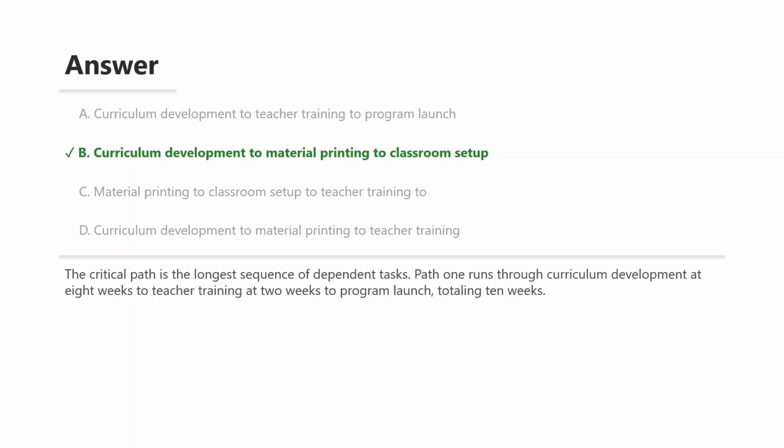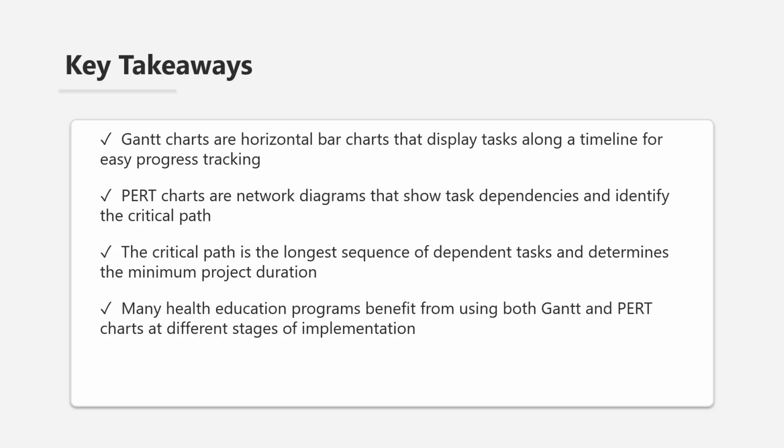The correct answer is B. The critical path is the longest sequence of dependent tasks. Path 1 runs through curriculum development at 8 weeks to teacher training at 2 weeks to program launch, totaling 10 weeks. Path 2 runs through curriculum development at 8 weeks to material printing at 3 weeks to classroom setup at 1 week to program launch, totaling 12 weeks. Since Path 2 is longer, it is the critical path, and the minimum project duration is 12 weeks. Teacher training has 2 weeks of slack because it only takes 10 weeks through that path.